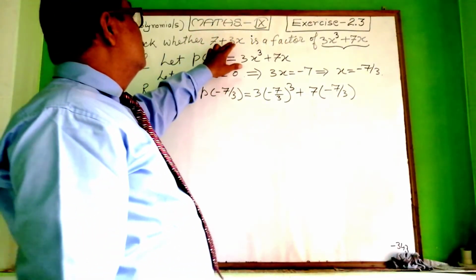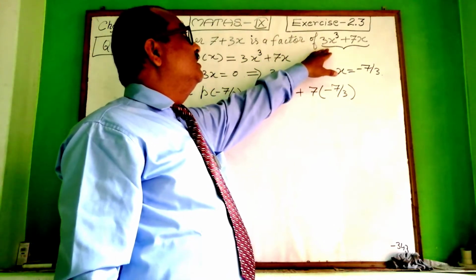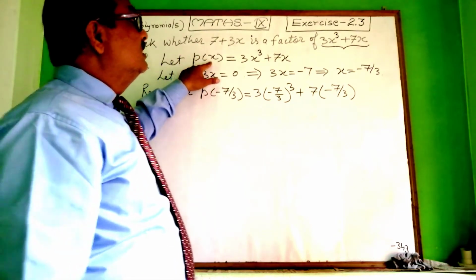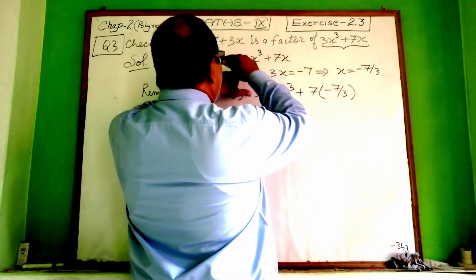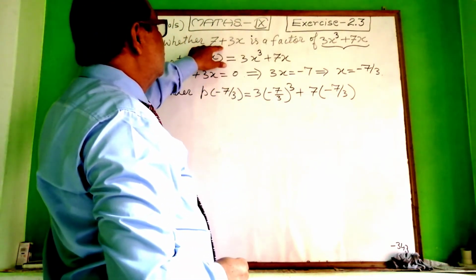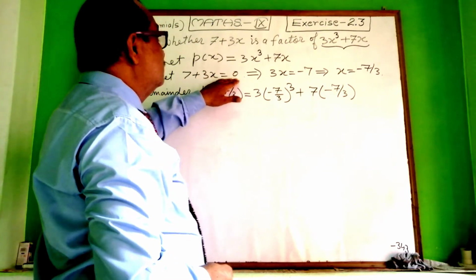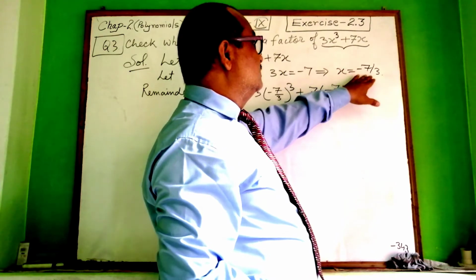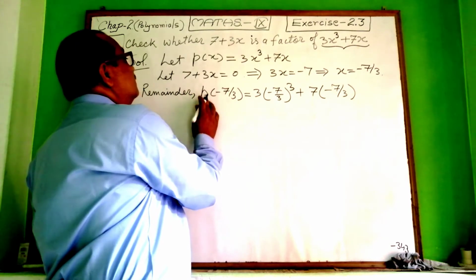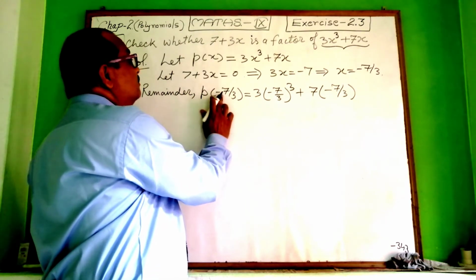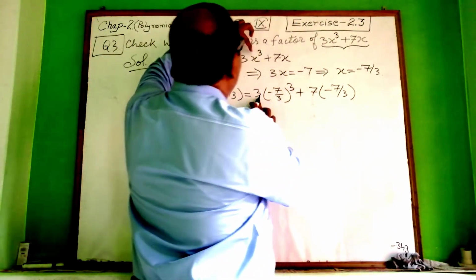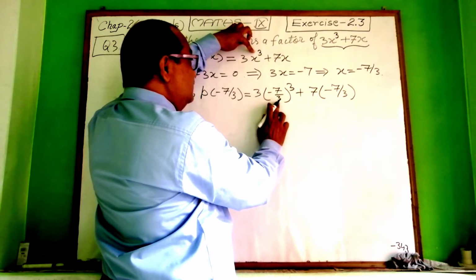Check whether 7 plus 3x is a factor of 3x cube plus 7x. For doing this question, first you will consider this dividend denoted by p(x), 3x cube plus 7x, and now the divisor 7 plus 3x, again you take it as 0. So it will give the value of x as minus 7 upon 3. So according to the remainder theorem, the remainder will be p(minus 7 upon 3).